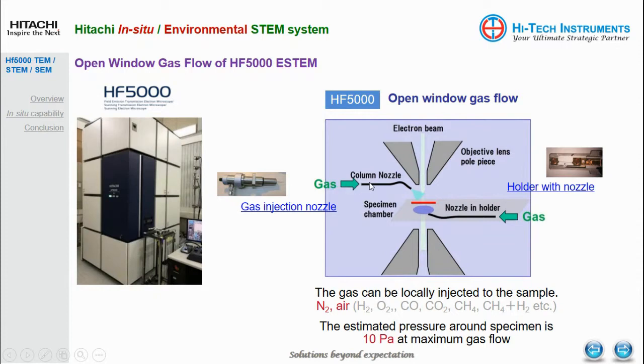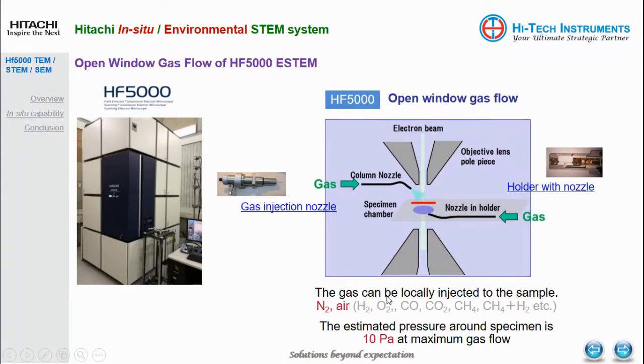You can inject the gas through the gas nozzle, using the column nozzle here, onto your sample. And you have this holder. Any holder can work now. This holder depends on what kind of experiment you want to do. You insert the holder, and this one is actually a heating holder.